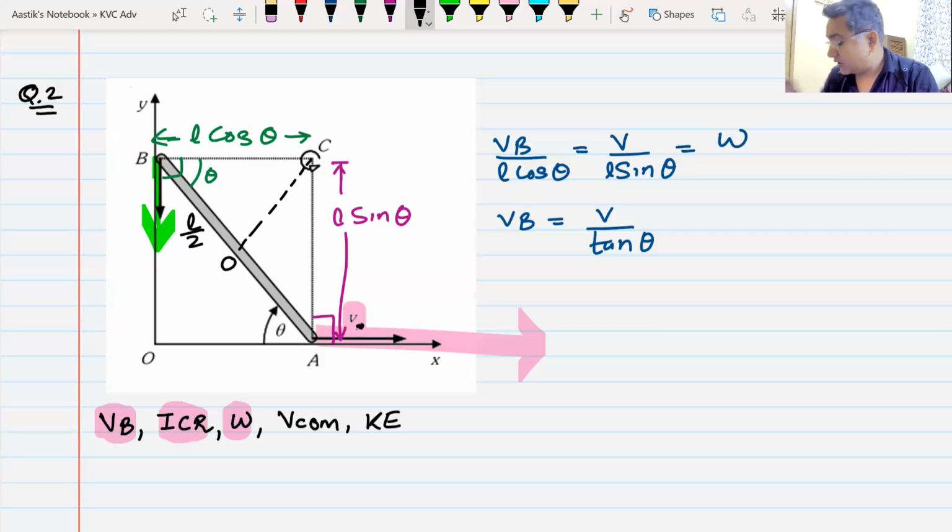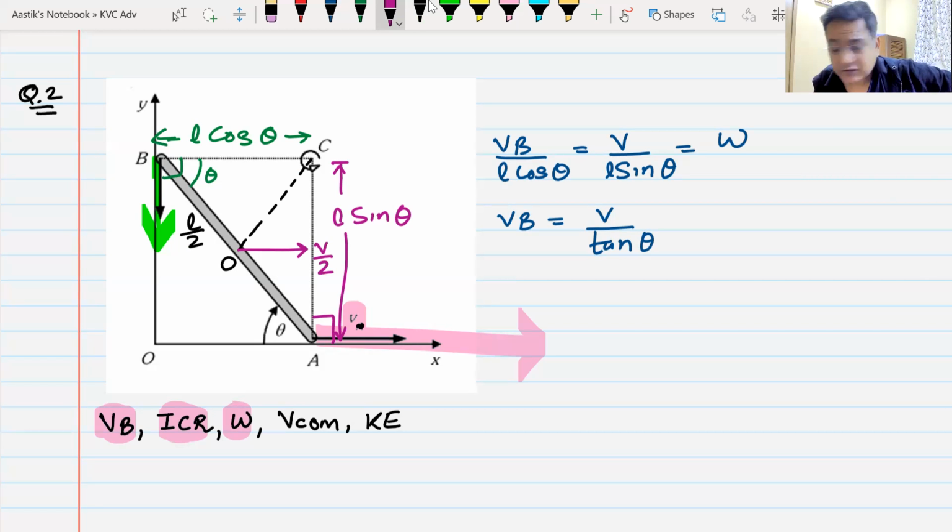That means the horizontal velocity of the center of mass, which is at a distance L by 2, would be how much? The horizontal velocity of this point should be how much? It should be v by 2.